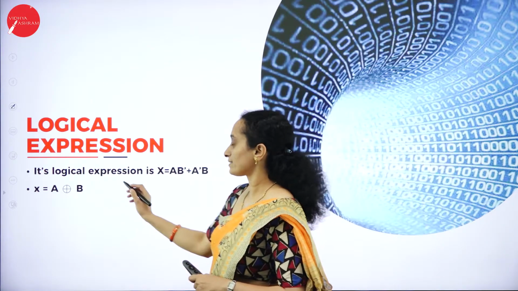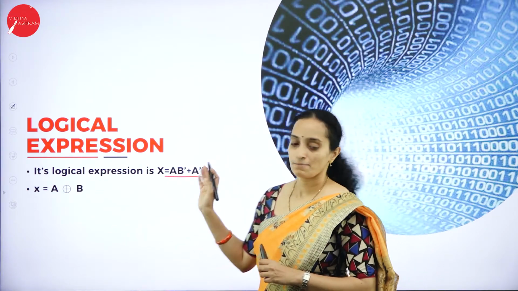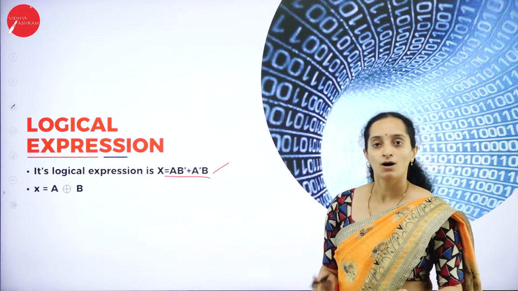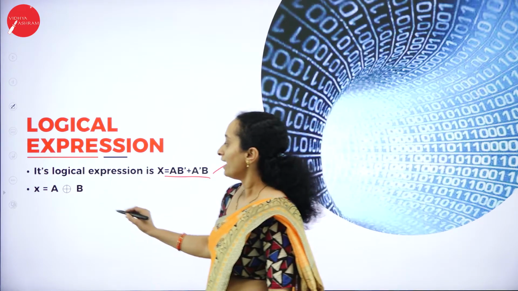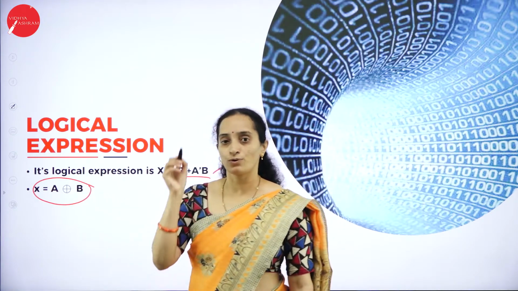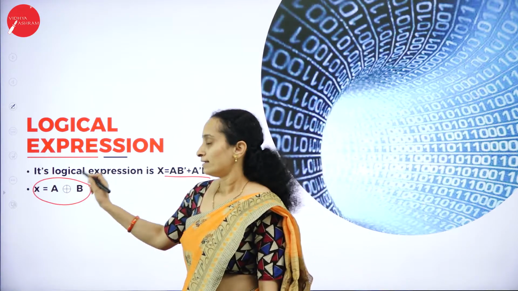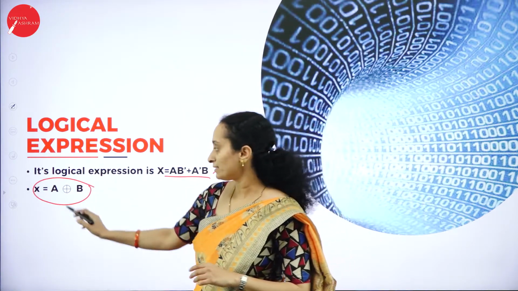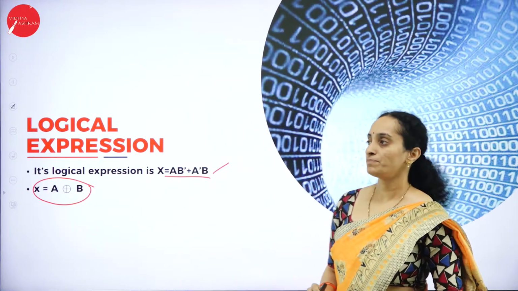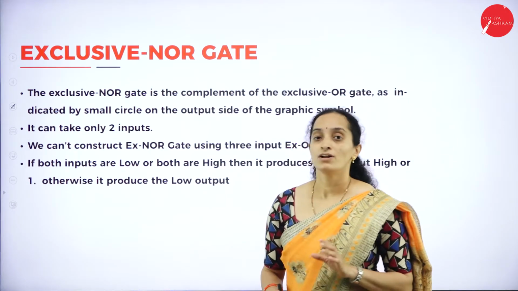How do you logically express this? X equals A into B dash plus A dash into B. This is the logical expression of the XOR operation. And symbolically you can use a circle with a plus within the circle, with the variables A and B, and it represents the XOR operation. Okay.